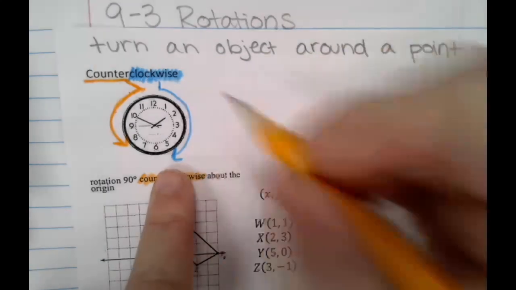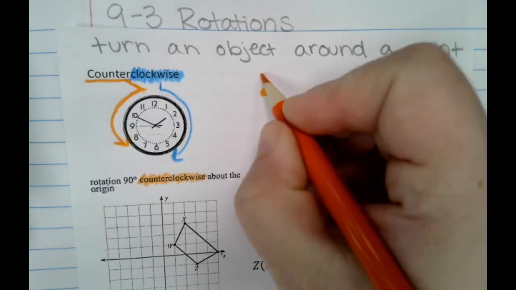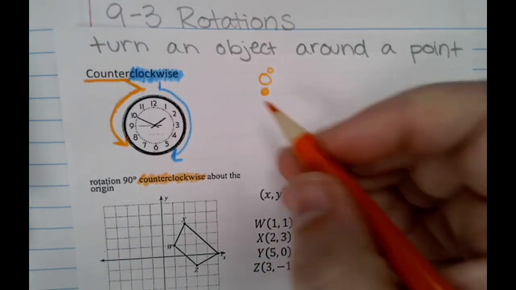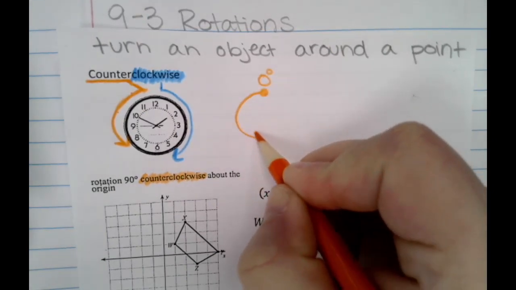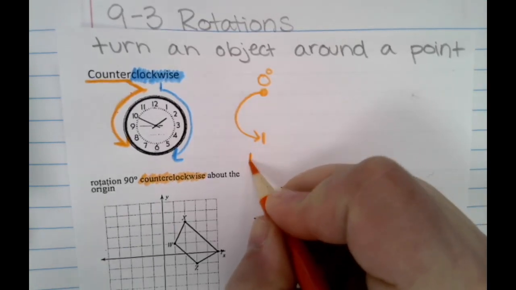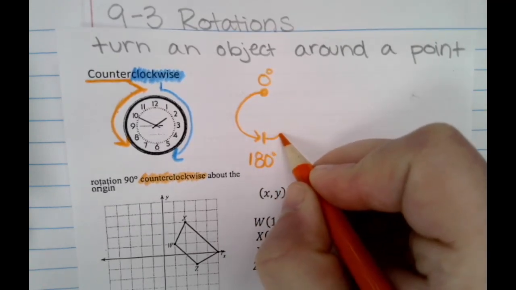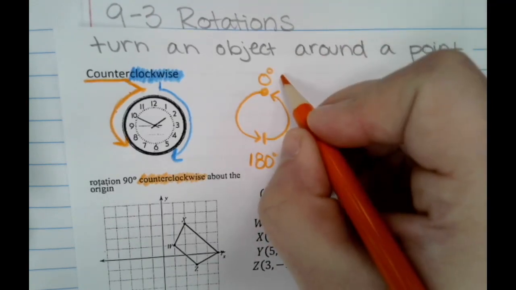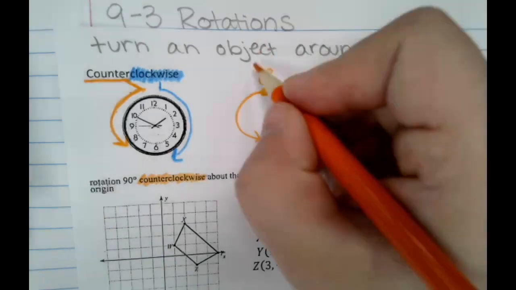All right, so if I'm going counterclockwise, and I start at the top of something, that would be our 0 degrees. And then as I rotate, if I rotate halfway around a circle, how many degrees is halfway around the circle? 180. And then if I rotate all the way back to the top, how many degrees? It'll be another 180. Altogether, that would be 360.